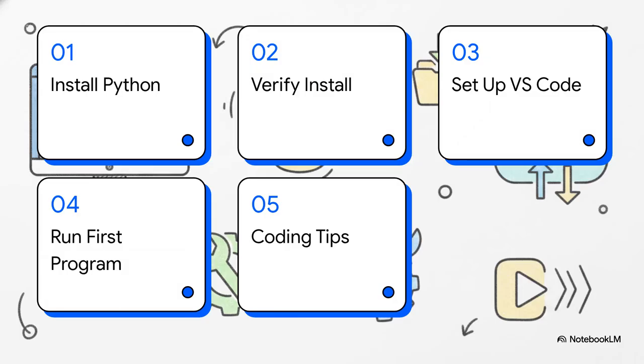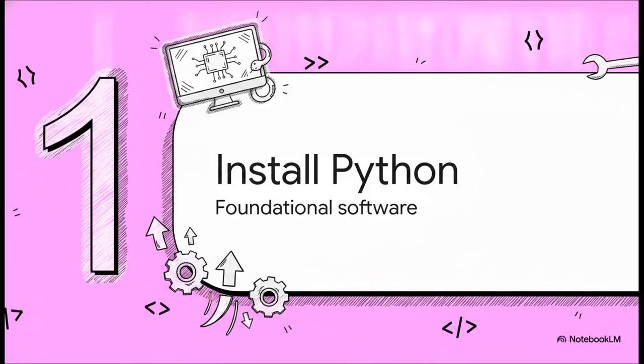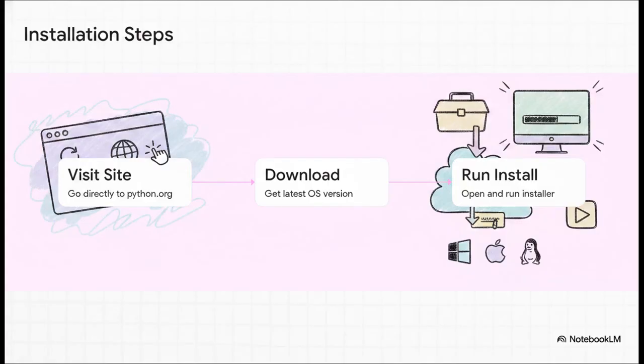Okay, let's look at our agenda. First, installing Python correctly, then verifying your installation, setting up VS Code, running your first program, and finally, a few tips for future coding. All right, jumping into step 1, installing Python correctly, which is really just getting the foundational software onto your machine. It's actually a lot easier than you might think.